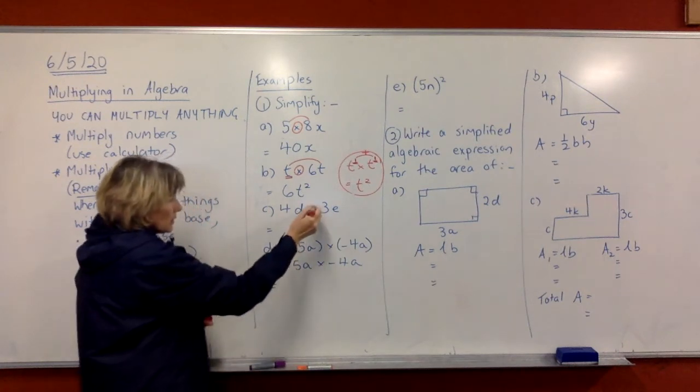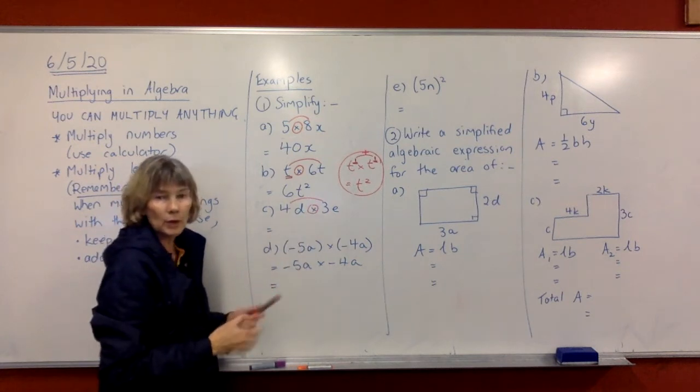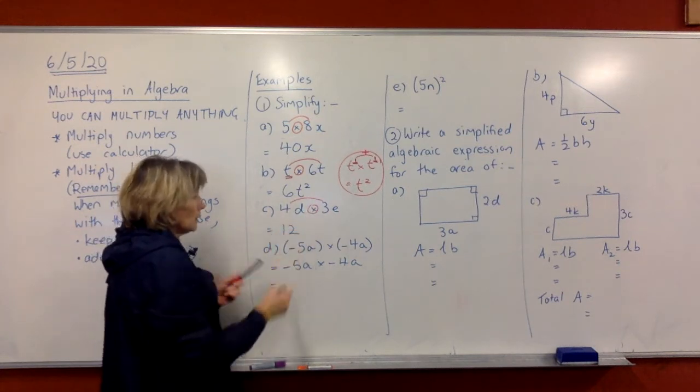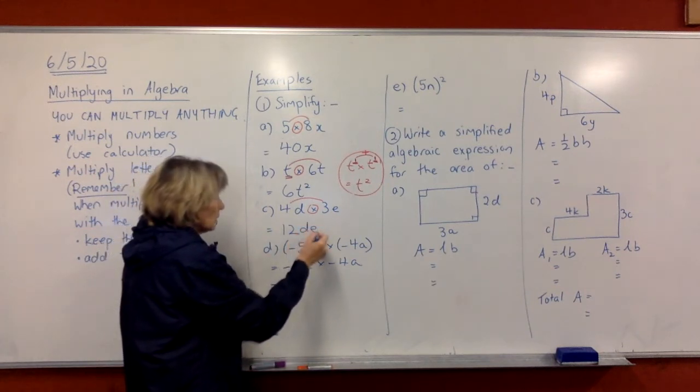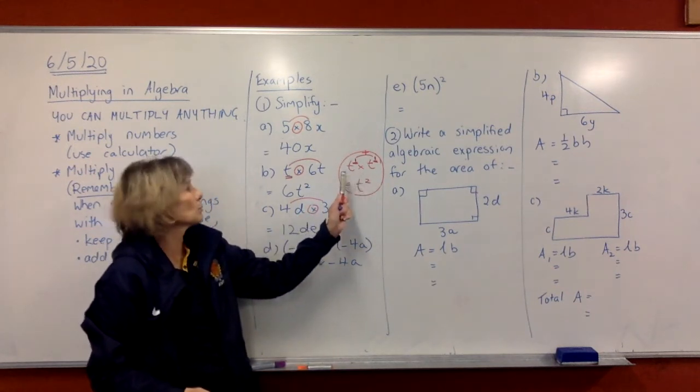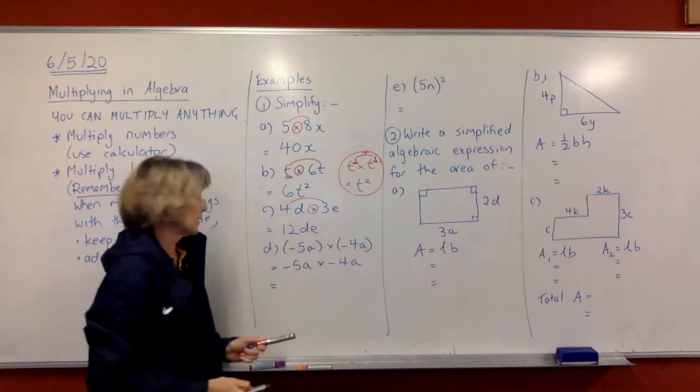All right, the next one, you can see we're multiplying. So multiply your numbers with your calculator. 4 times 3 is 12. Then we've just got our letters D and E, just write them on the end. You only need to use the index rules when you're dealing with the same letter. These are different, so you just write them on the end.